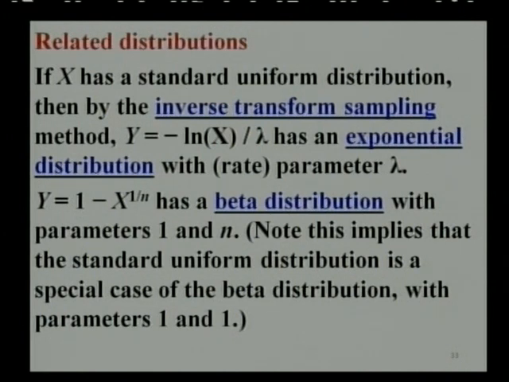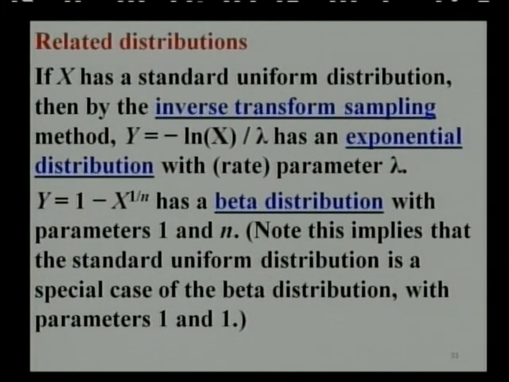So, a related distribution: if x has a standard uniform distribution, then by the inverse transform sampling method, y equal to minus log of x upon lambda has an exponential distribution with parameter lambda. So the uniform distribution can be useful in deriving the exponential distribution if you take the transformation y equal to minus log of x upon lambda, where x follows the standard uniform distribution.